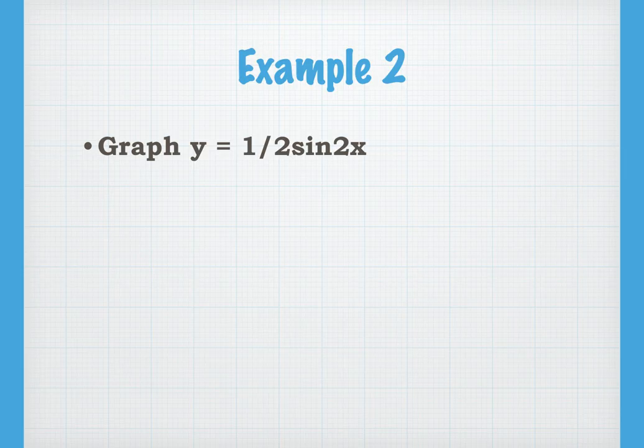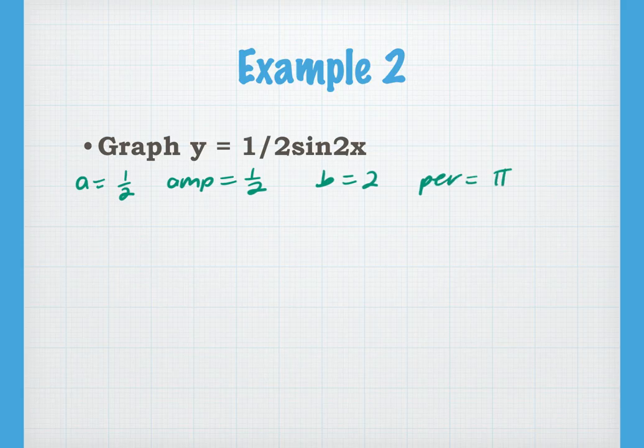All right, so what's your A? 1/2. What's your amplitude? 1/2. What's your B? 2. What's your period? Good. 2 pi over 2 would give you pi. There's no phase shift. Again, we'll get to those tomorrow.